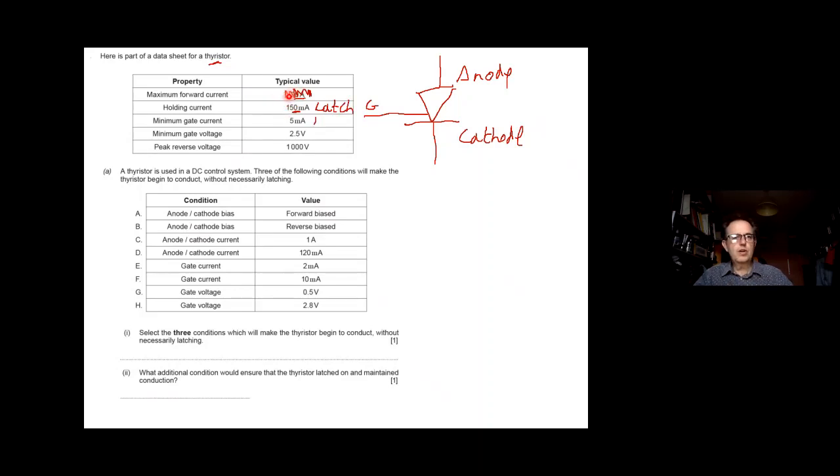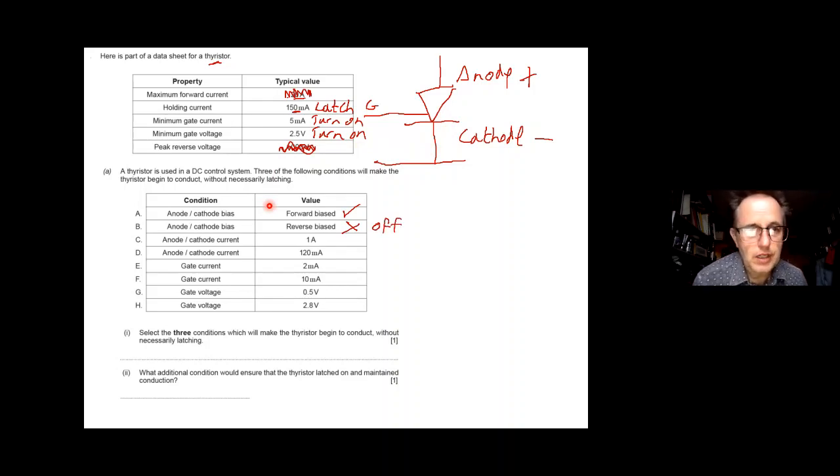Going through the maximum forward current, 20 amps, to get that before it blows up. Holding current is needed to keep it on. We've got a minimum gate current, which we need in order to turn it on in the first place. Voltage, we need that 2.5 to turn it on as well. Peak reverse voltage is basically what it can handle before it blows up. If I was looking at the conditions needed to turn a thyristor on, it has to be forward biased. The anode has to be positive compared to the cathode.